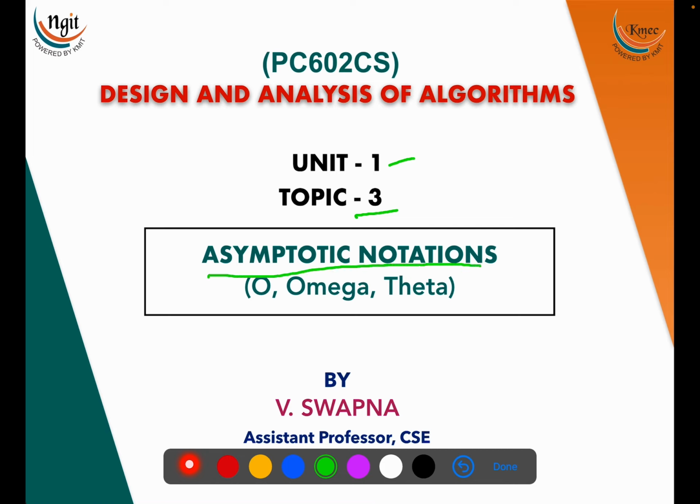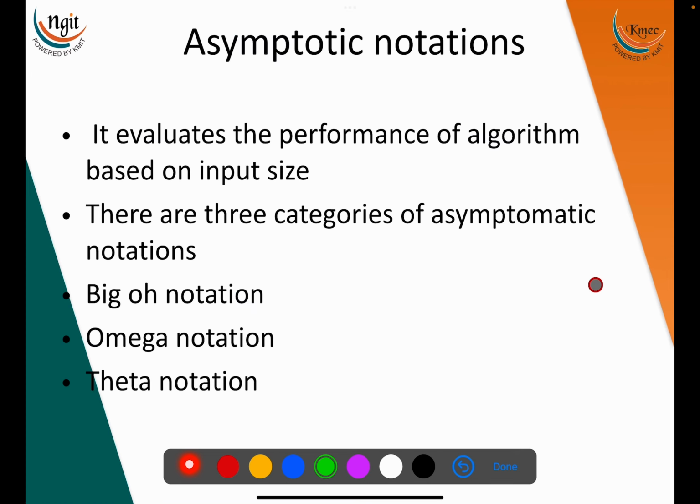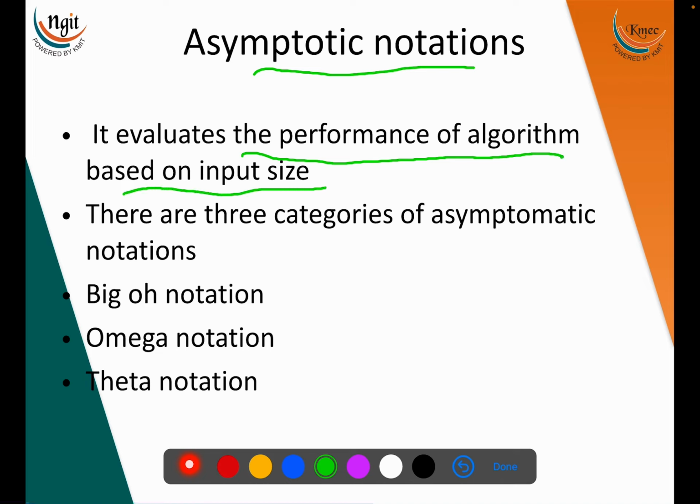A very interesting and confusing part of algorithms. Many people feel this about asymptotic notations, but I believe this video will help you understand them in a better way. Let's go. What is asymptotic notation? This evaluates the performance of algorithms based on input size. Okay, I'll give an example.